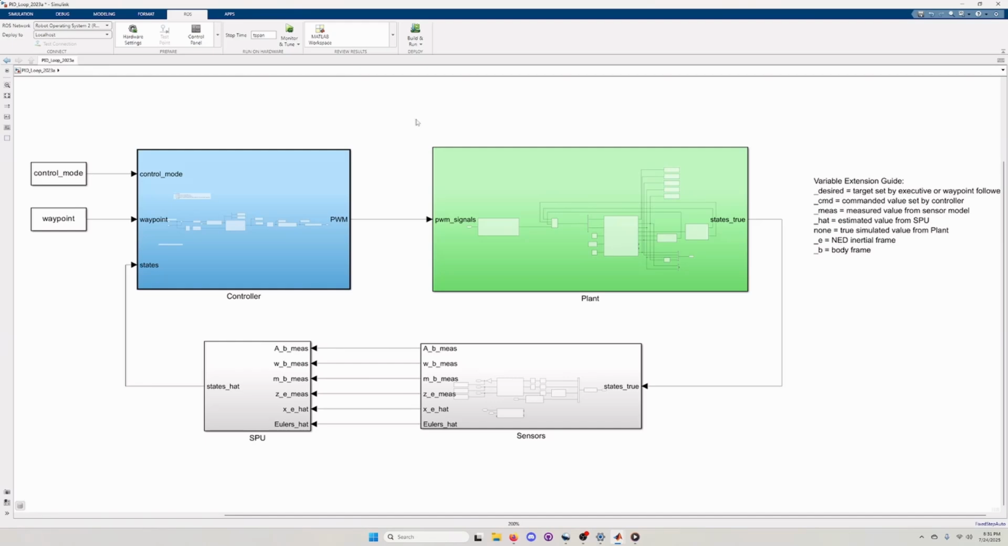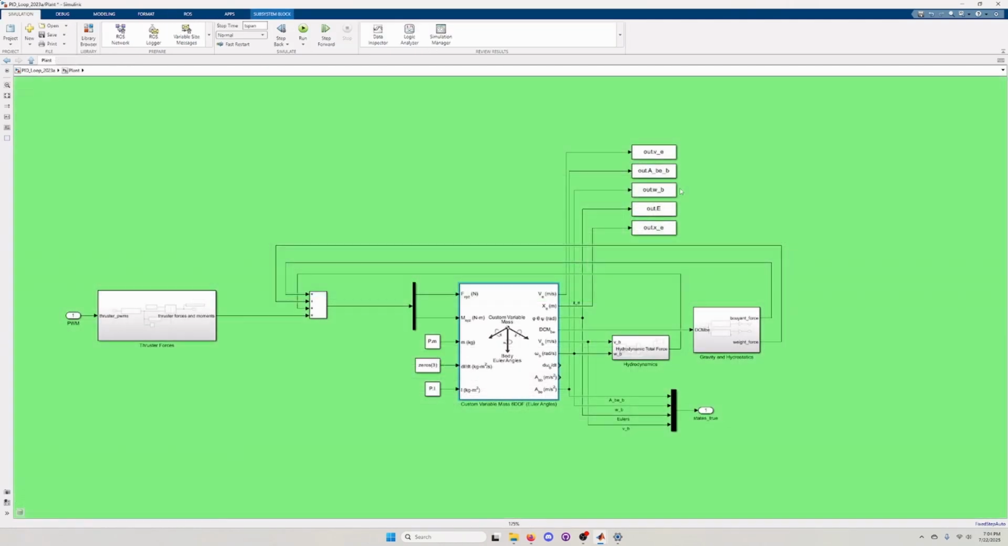Our first objective was to build a digital model of the robot in Simulink. This model is broken up into four major components: the plant, the sensor models, the signal processing unit, and the controller. In the plant, a thruster model maps the commanded motor signals to thruster forces on the rigid body and uses MATLAB's built-in vehicle dynamics model to calculate the resulting vehicle states like position and Euler angles. It also accounts for gravity, buoyancy, and simplified hydrodynamics.